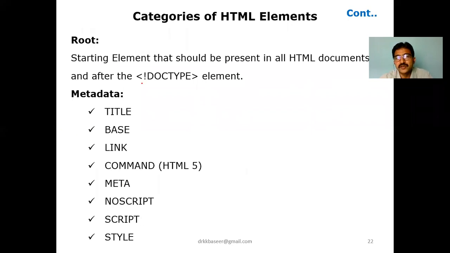For example, we have already seen the document type. This is the document type. We have already seen the example. Such types of elements are called root elements. Okay. So for root elements, we have one example. Let me show that example, how it works. Right. So root elements have different attributes.